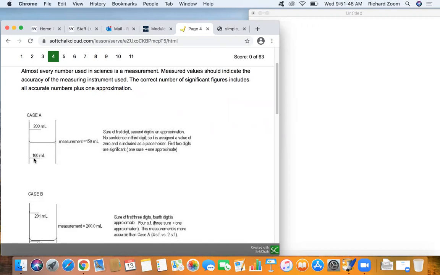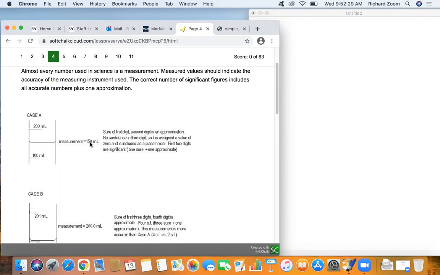We're sure of the first digit, which is 1, so we know it's 100 and something, but we're not entirely sure of the second digit, which could be a 4, a 5, or even possibly a 6, depending on how you want to eyeball it. The third digit, we definitely have no idea about at all. So when we're determining significant figures, it's every digit that we're sure of, and then one digit we're not so sure of. If other digits are required, we put in a 0. The 0 here is called a placeholder, and we need the 0 to determine the magnitude.